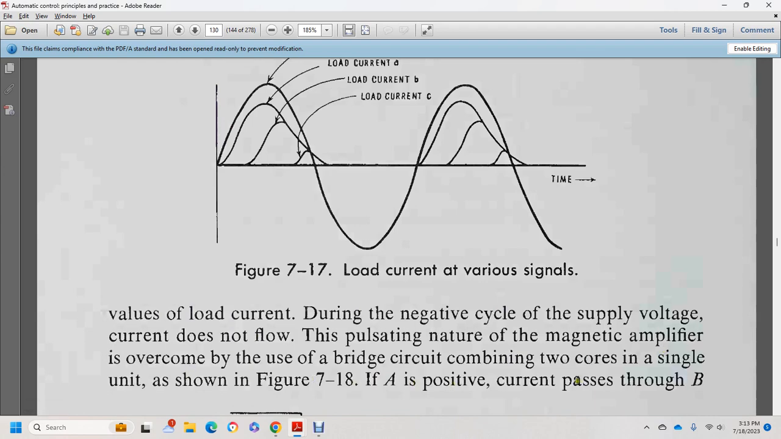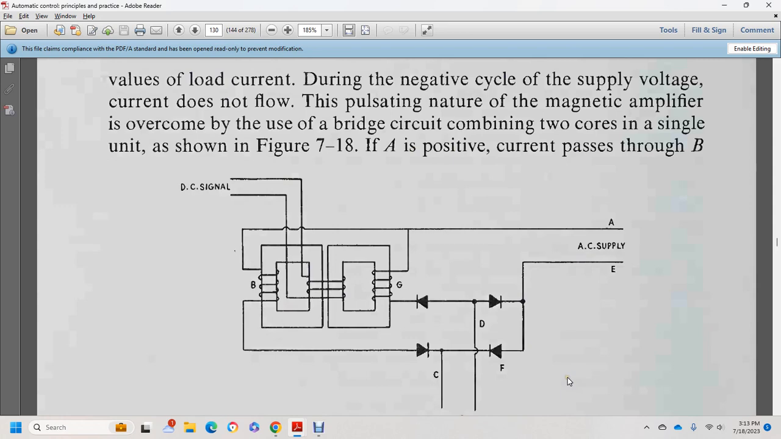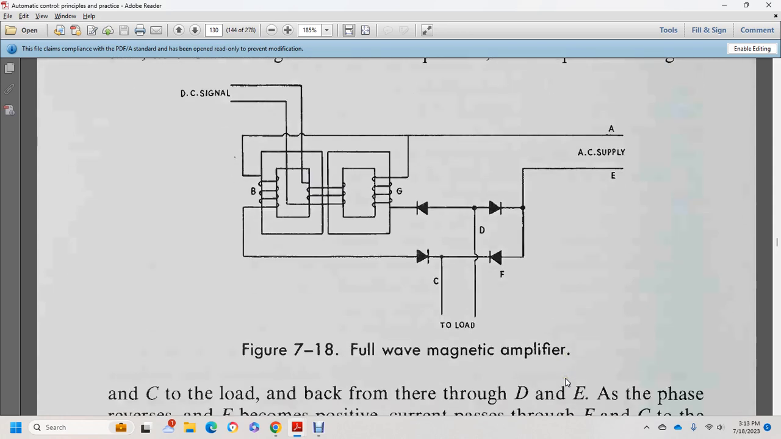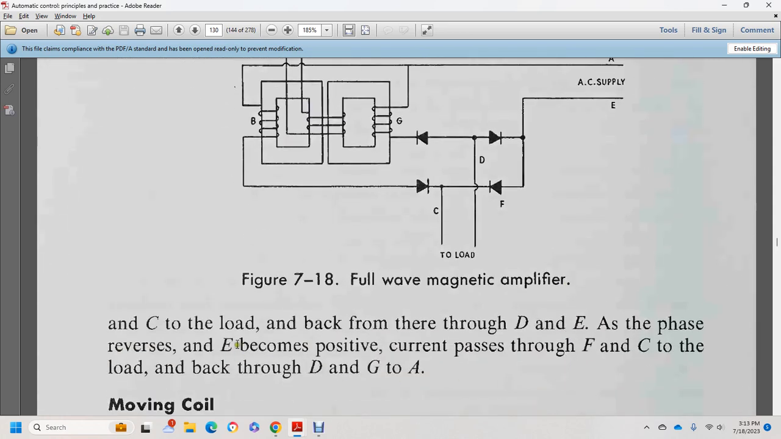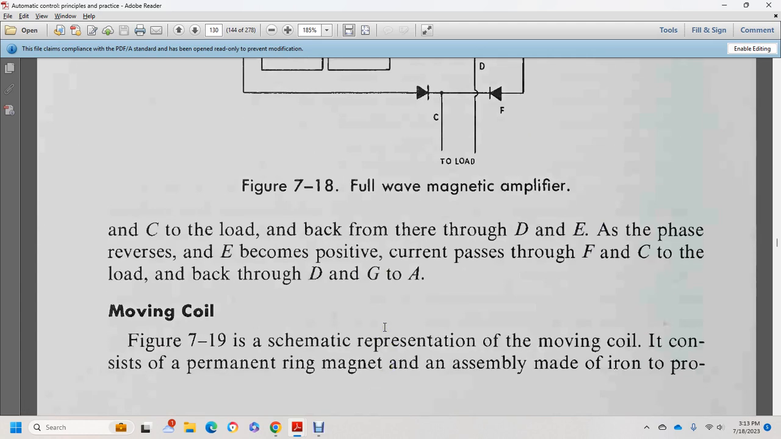If A is positive, the current passes through B and C to the load, back through D and E. With the phase reversed, E becomes positive, and the current passes through F and C to the load, back through D and G to A.